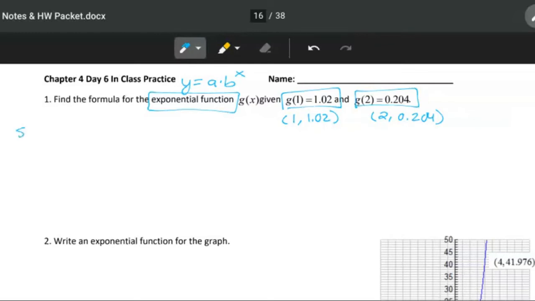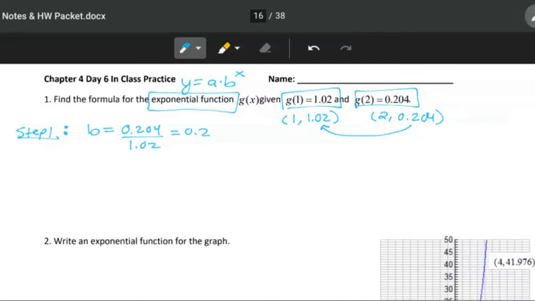So what I would do is, step 1, to find the b value, divide the y values. You always have to divide a y value by the previous one, so the order does matter. So 0.204 divided by 1.02. And if we type that into our calculator, we get 0.2. So our b value is 0.2.